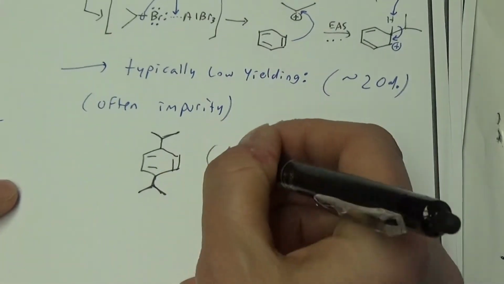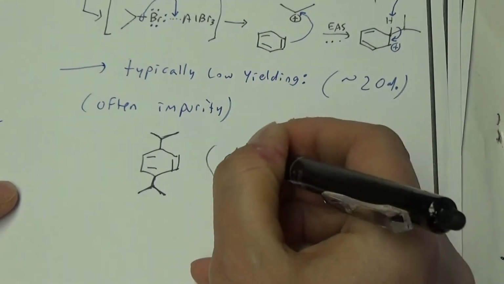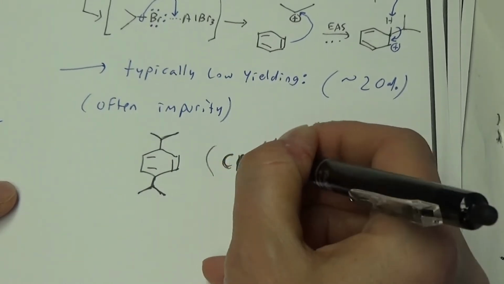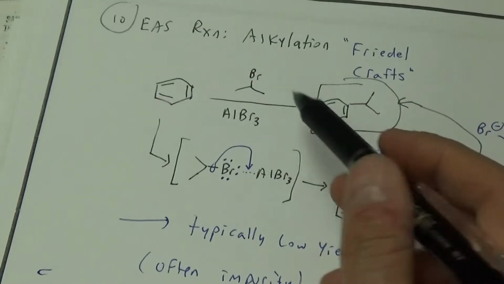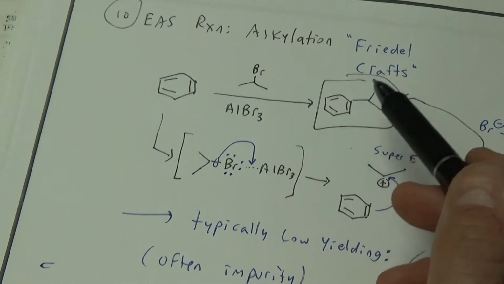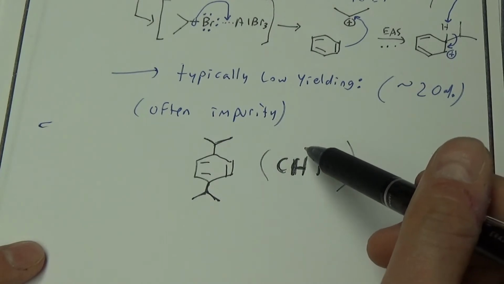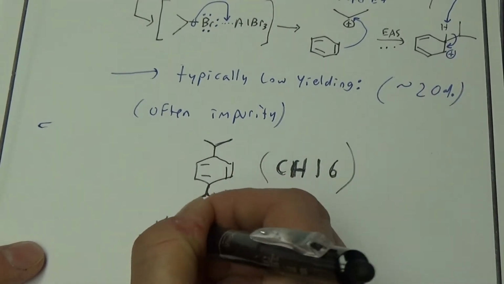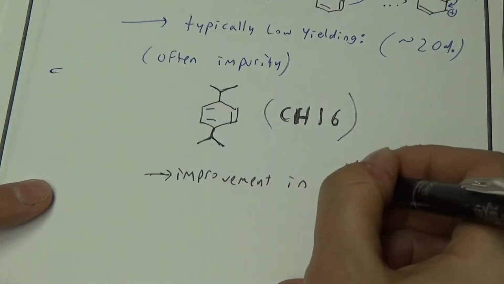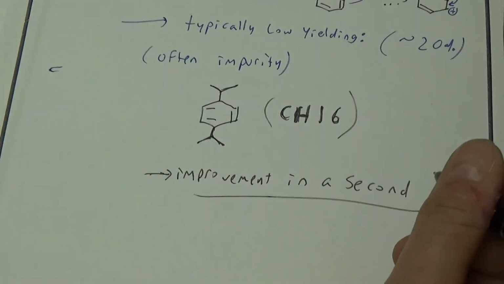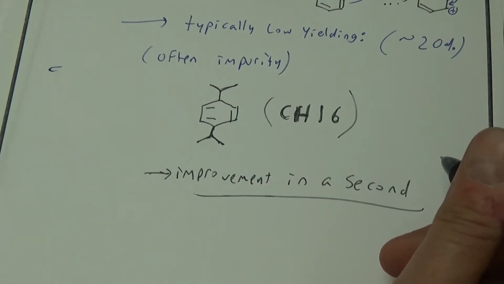This is actually a major topic of the next chapter, ch16, so we're going to talk about this a lot more in the next chapter. But for now, what can you take away from this? The Friedel-Crafts alkylation sometimes has some impurities and the yield's a little low, but nevertheless, it is a known reaction. I'll explain one way to solve some of the yield problems in the Friedel-Crafts alkylation reaction in a second.